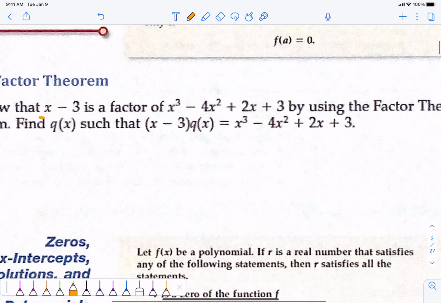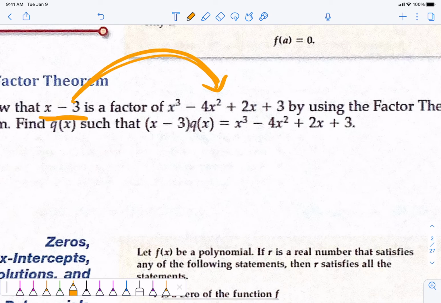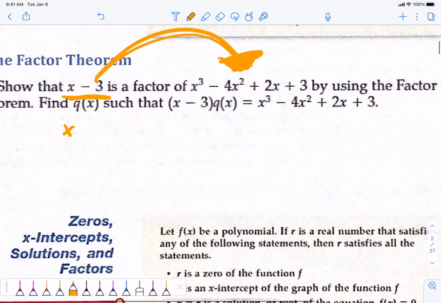Show that this thing is a factor of this guy. Okay, so how do I show that this thing is a factor of this guy? I don't want to divide. Plug in 3 and see if it's 0. If x minus 3 is what I'm dividing by, then that means x equals 3. I'm going to plug 3 into here.